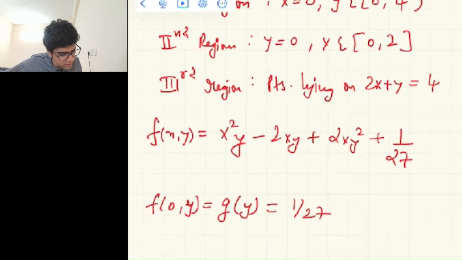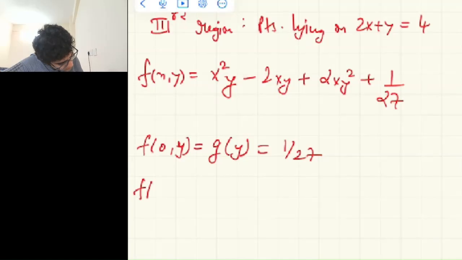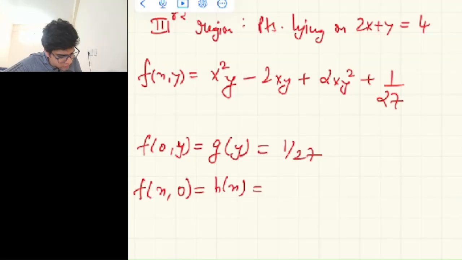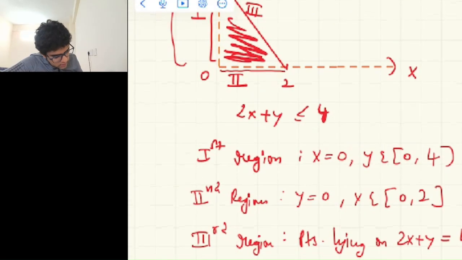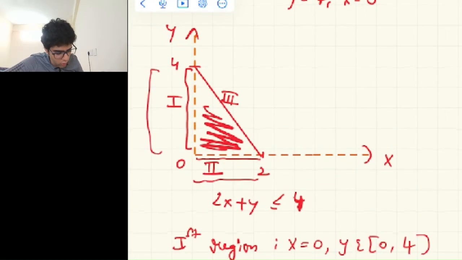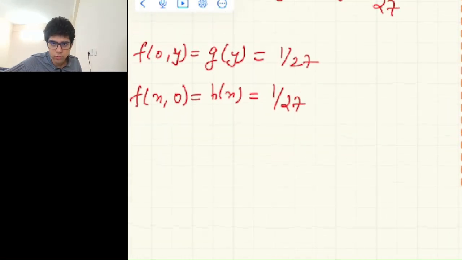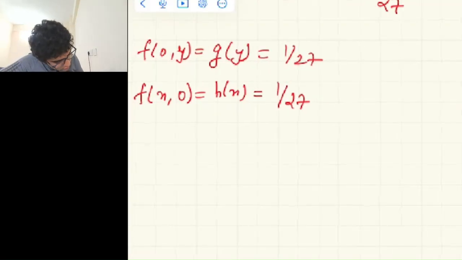Now if I take the second region, where y is equal to 0 and x lies between 0 and 2, y is 0. So this becomes h of x, which again becomes 1 upon 27. So all the points lying here in the second region give me the value 1 upon 27 again. Now the third region, all of the points lying on the line 2x plus y equals 4. For this, we will have to solve. So the function given to me is this.